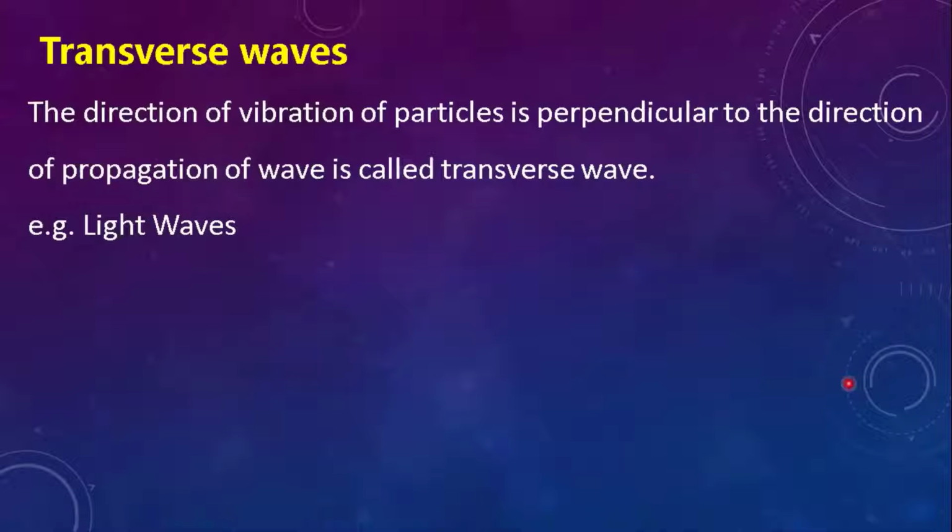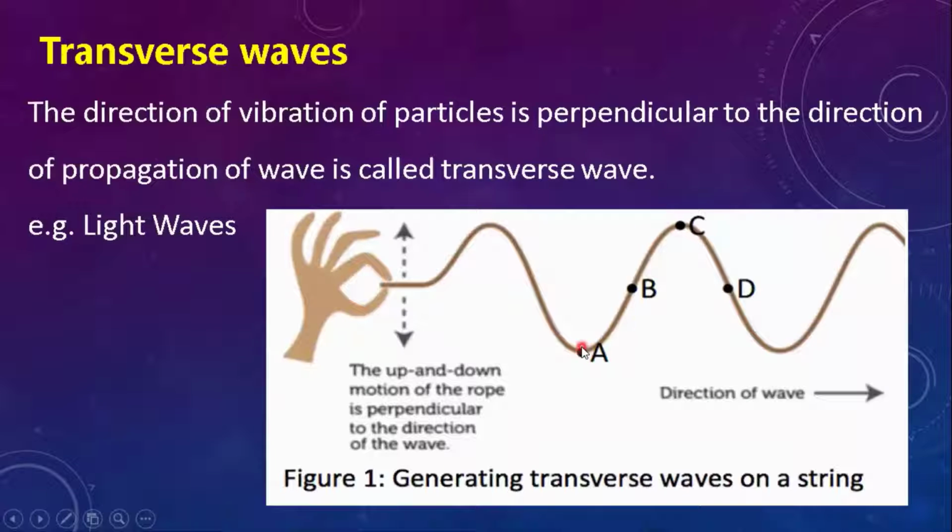And next, transverse waves. The direction of vibration of particles is perpendicular to the direction of propagation of the wave. Such waves are called transverse waves. In transverse waves, the maximum positive amplitude is a crest, and the negative amplitude is a trough. Crest and trough we can see in the transverse wave.